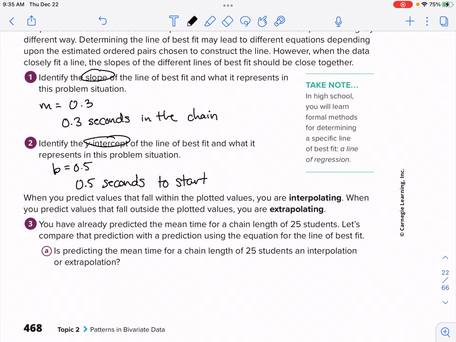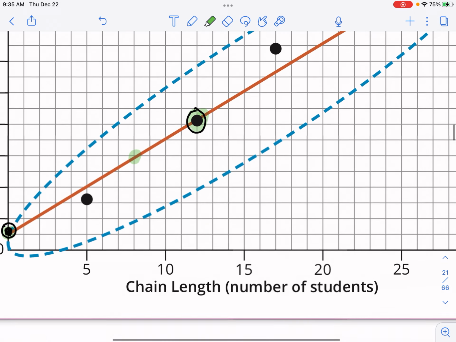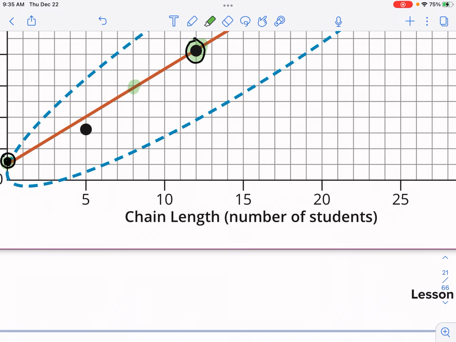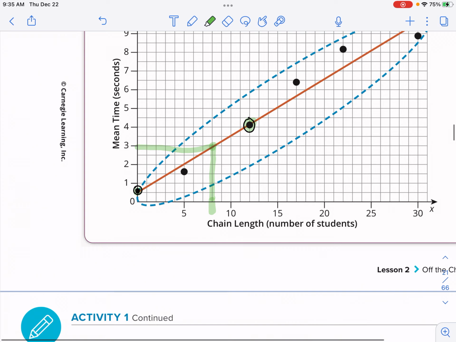Okay. Now we use these equations to predict values. That's another purpose of math, to use the information that we have to predict values for unknowns or in the future. So what we have here are two key vocabulary terms. When you predict values that fall within the plotted areas, that is called interpolating. What I mean by this, we have data for 5 students, for 12 students, but we don't have it for 8 students. We can make a prediction of how long it'll take them to pass a book or squeeze a wrist, that's 3 seconds. Okay, so that's interpolating.